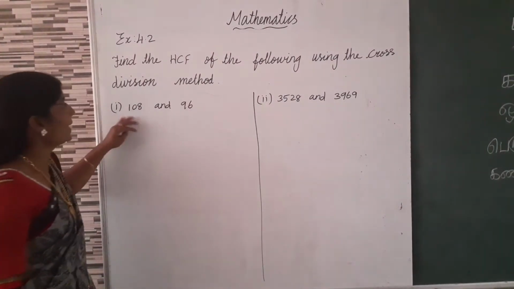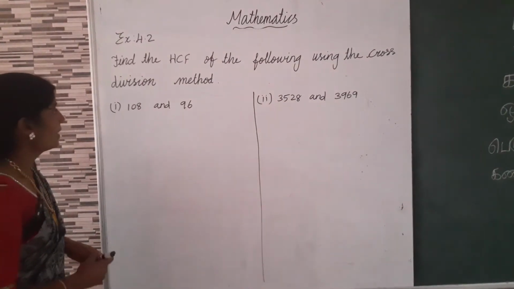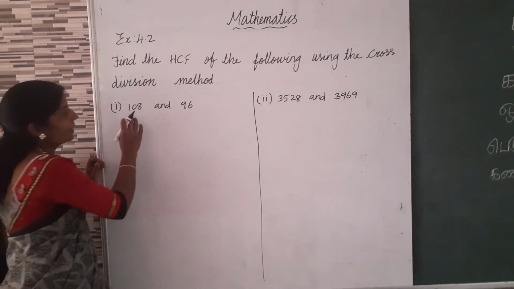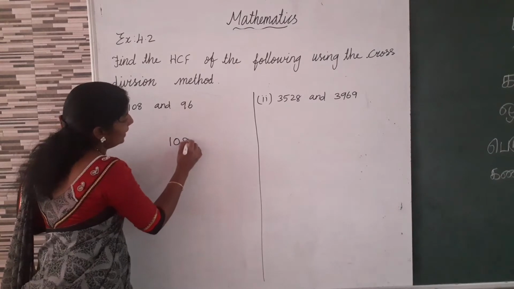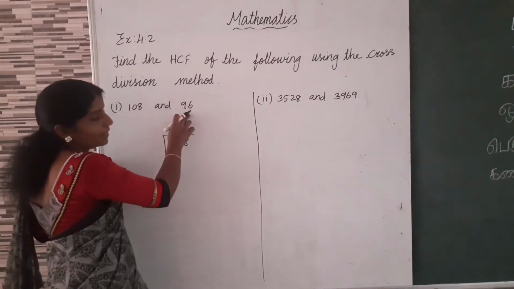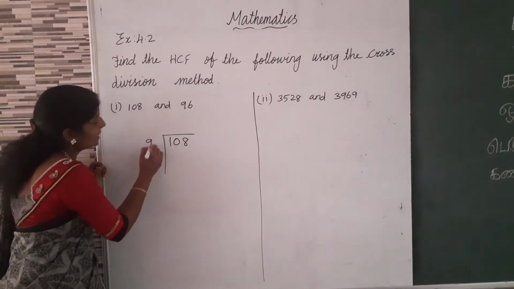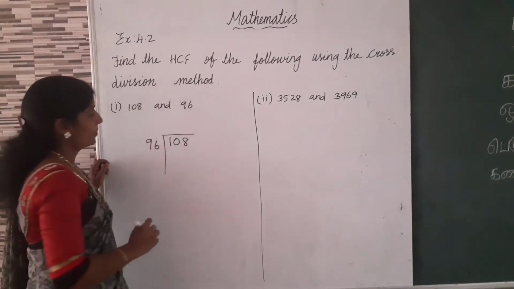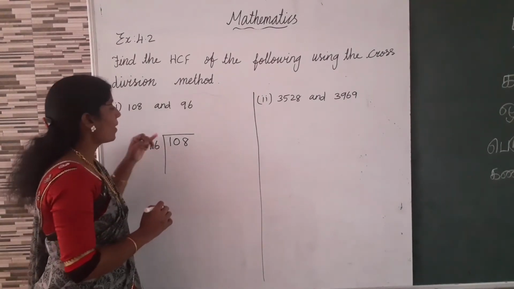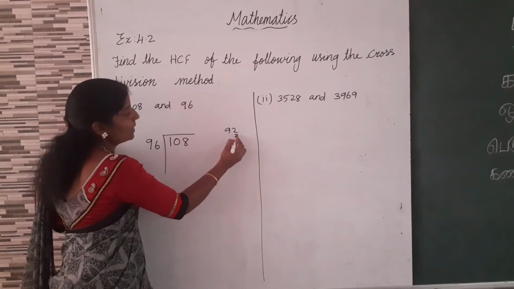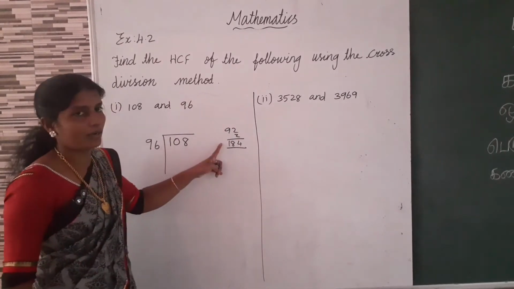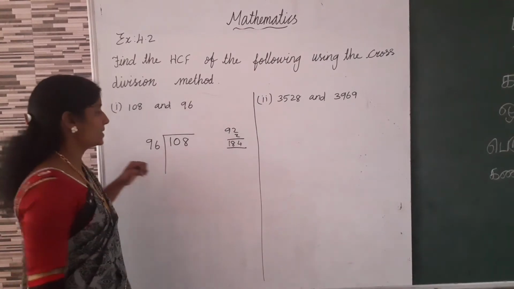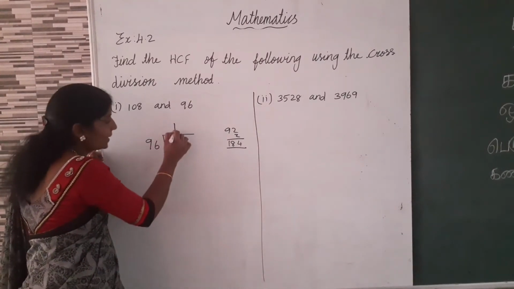Exercise 4.2. Find the HCF of the following using the long division method. Number 1: 108 and 96. Now listen. Which is the bigger number? 108. So 108 is the dividend, and the smaller number 96 is the divisor. Now 96 one time. Two times 96 is 192, which is more than 108, so we can take only one time.